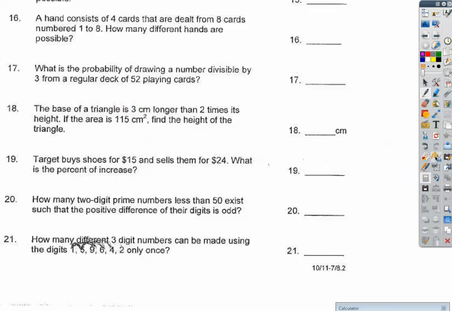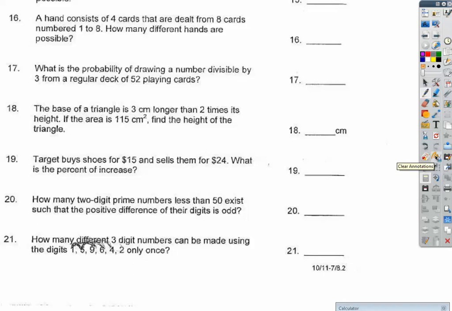All right, number 19. Target buys shoes for $15 and sells them for $24. What is the percentage increase? So we have the increase. The increase is $9, right? 9 over 15. So what percent is 9 over 15? Well, you can reduce it, so that's 3 over 5, which is 60%. Pretty, pretty.